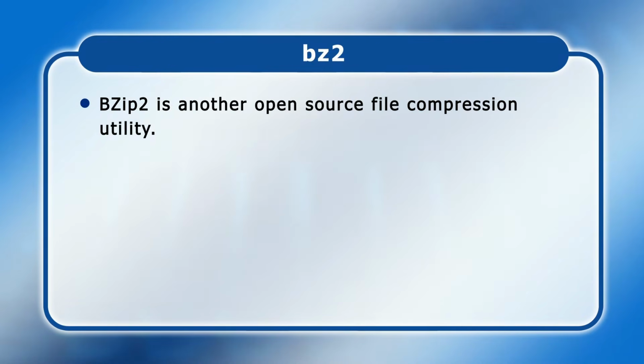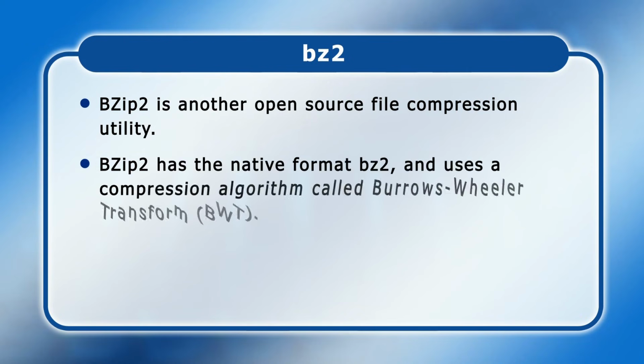BZIP2 is another open source file compression utility. It has the native format BZ2 and uses a compression algorithm called Burroughs-Wheeler Transform, or BWT.